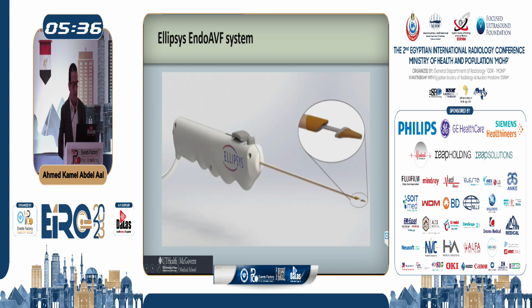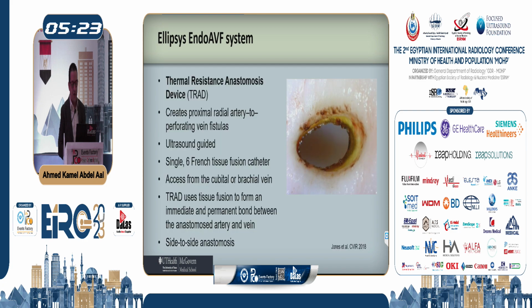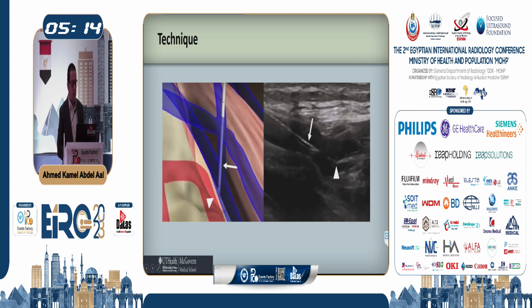And what happens here is when you pull that trigger backwards, it actually approximates these two metal pieces together. And then when you trigger this device, it actually uses heat to melt the walls and fuse them together. This is how it's going to look pathologically. They are fused together. It's called TRAD because it's a thermoresistant anastomosis device. This is how it works.